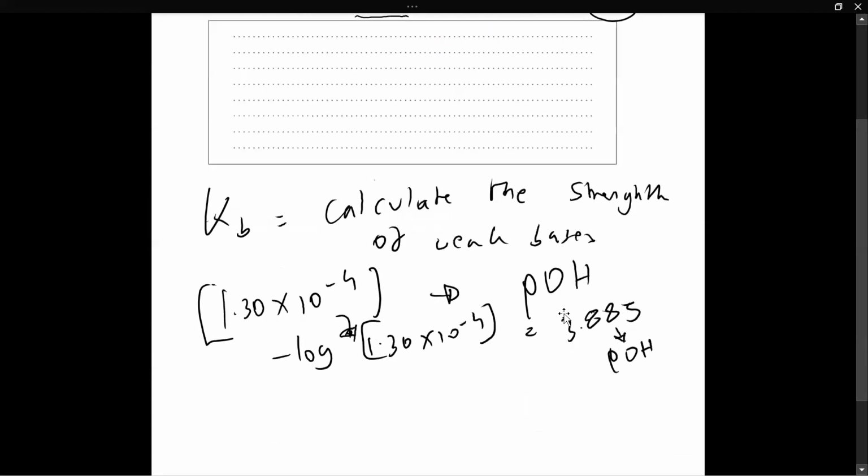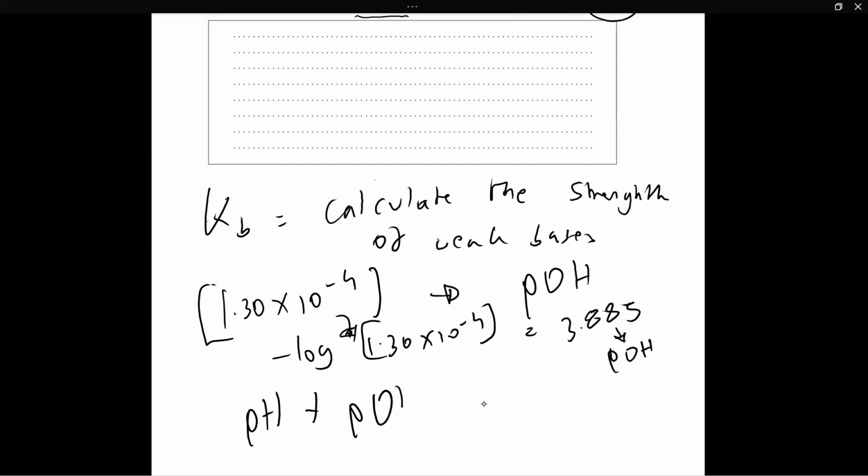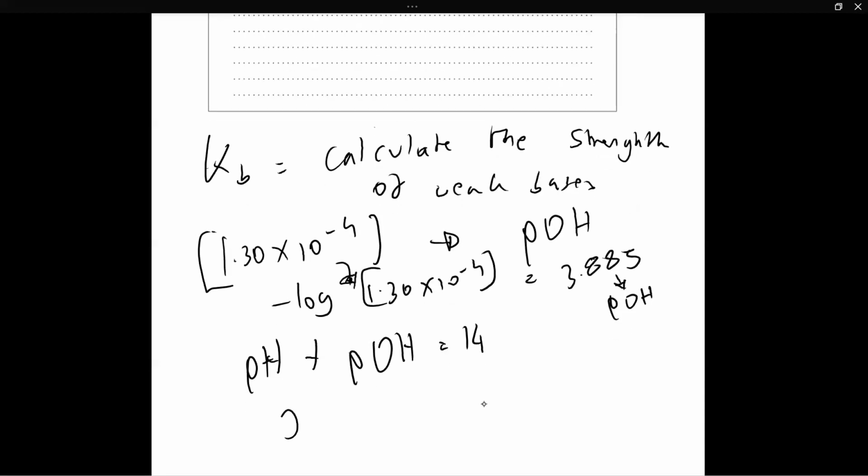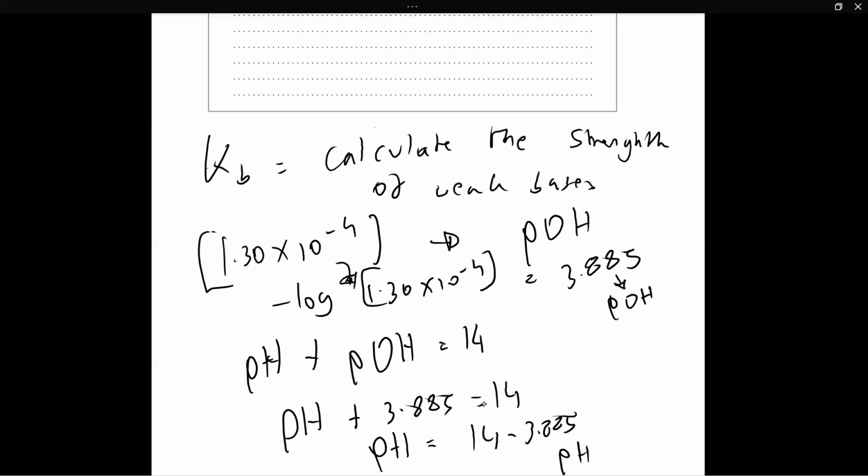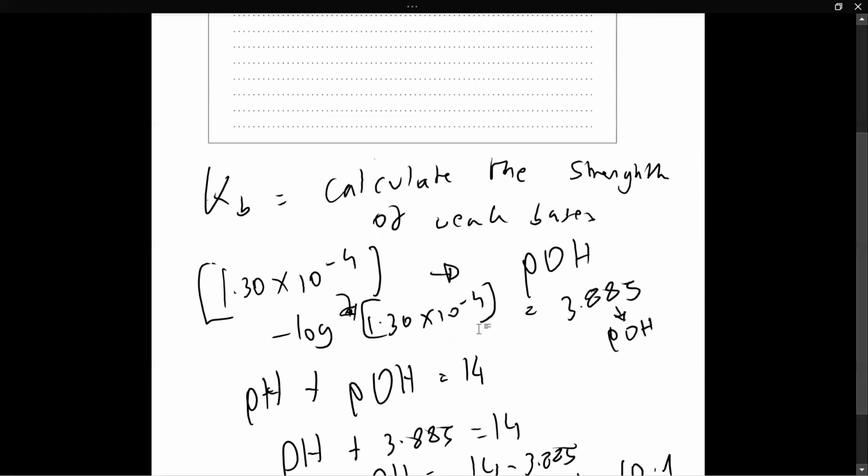Now that we have calculated the POH value, how are we going to get the pH? Well, by this formula, pH plus POH is equal to 14. This is a universal formula. It applies everywhere. And you can use this to calculate the value of pH, which we just have to do some simple rearranging. So pH plus 3.885, which is our value of POH, is equal to 14. Just rearrange. pH is equal to 14 minus 3.885, and that means pH is actually equal to 10.1.